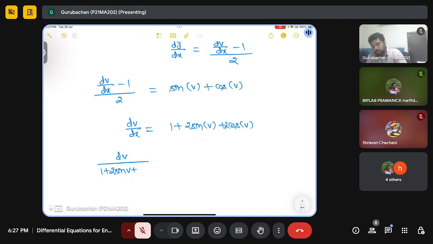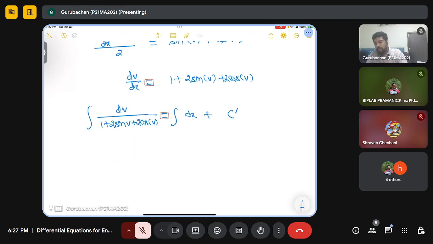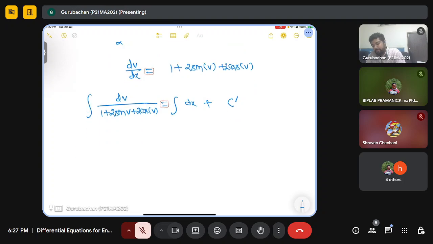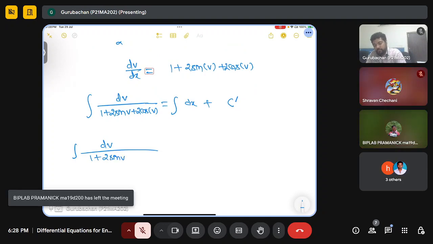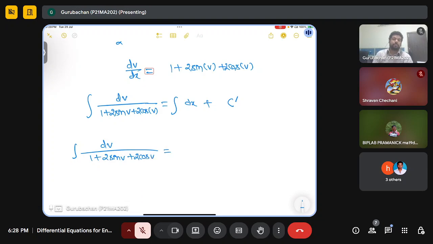So there will be 2 cos v equal to dx. So you need to integrate this one, and suppose there is some c dash constant. So you need to do this explicitly, like dv divided by 1 plus 2 sine v plus 2 cos v. So tell me, what from here you can follow?